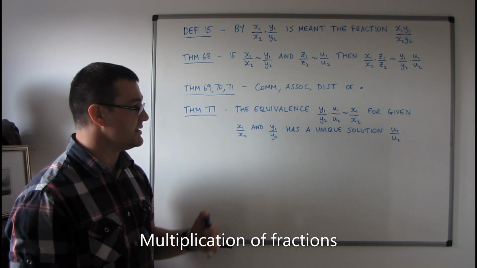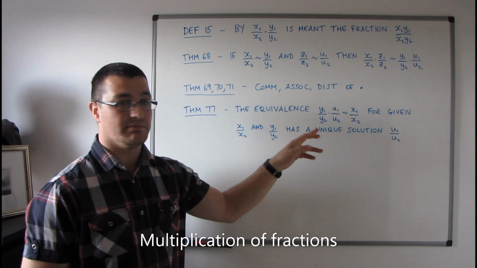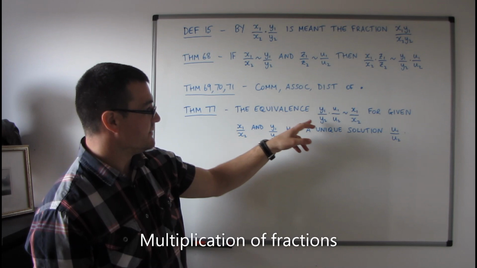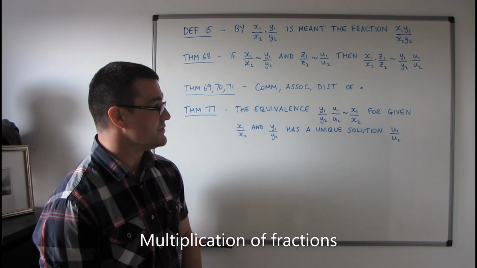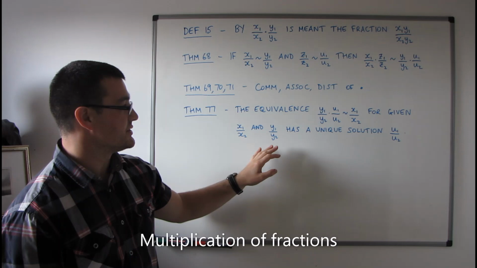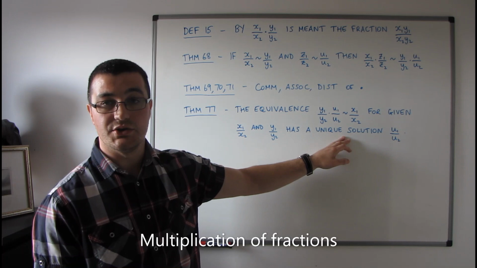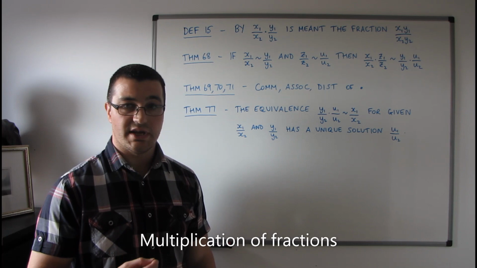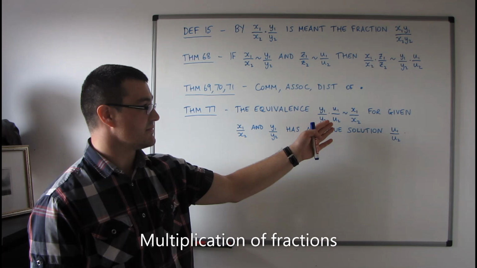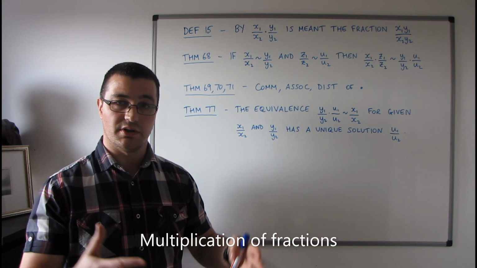Again, it's like solutions to equations. So I'm going to call this an equation, even though it's not an equal sign here. It's an equivalence symbol. So the equation y1 over y2 multiplied by u1 over u2 is equivalent to x1 over x2, for given x1 over x2 and y1 over y2, has a unique solution u1 over u2. Again, this word unique is being used in a very particular sense here. It doesn't mean unique in the normal sense, that there's only one. Actually, there's going to be an infinite number of solutions to this, but they're all unique in the sense that they all belong to the same equivalence class. So we're using this in a very specific way.